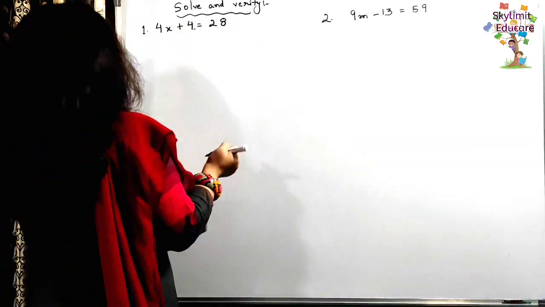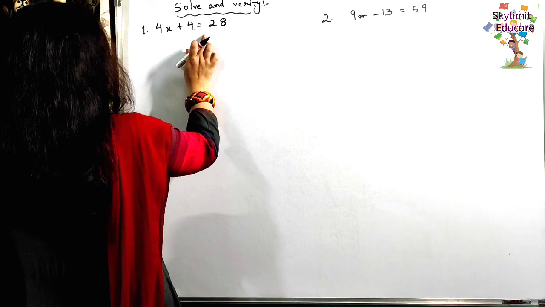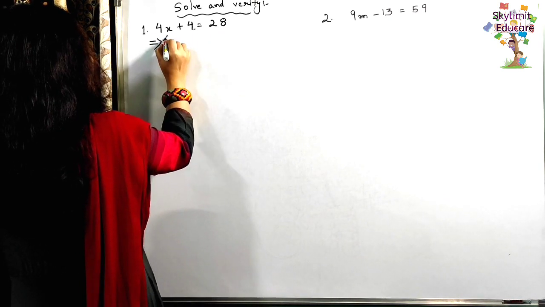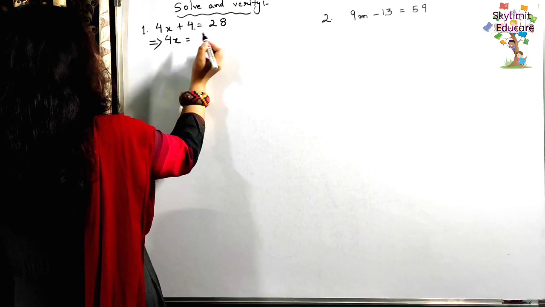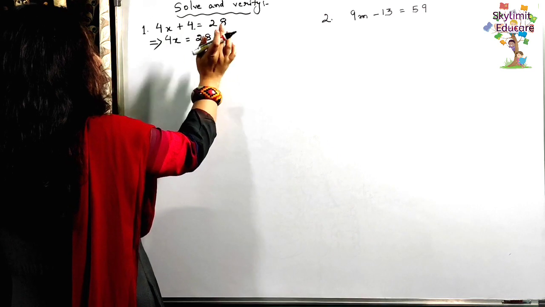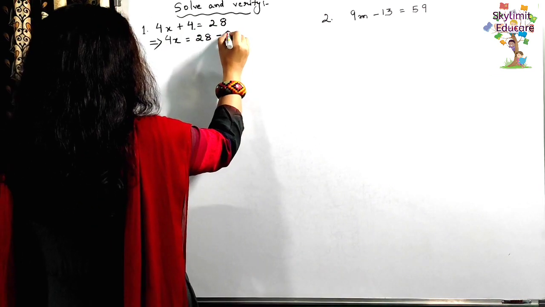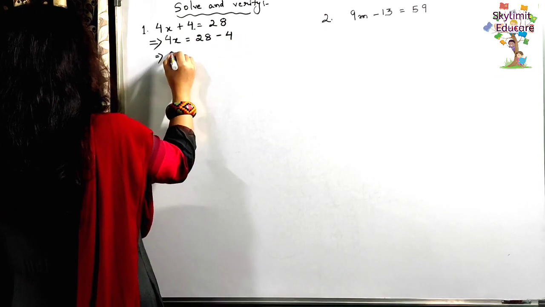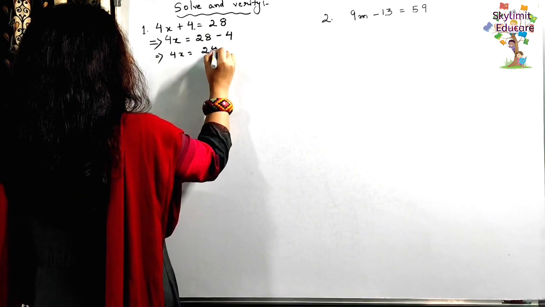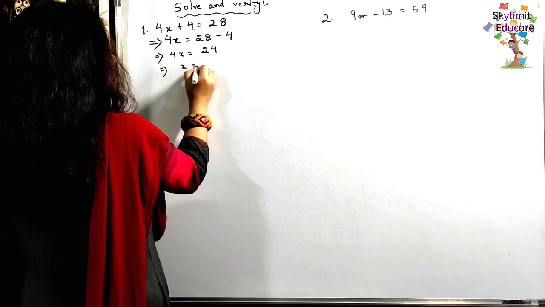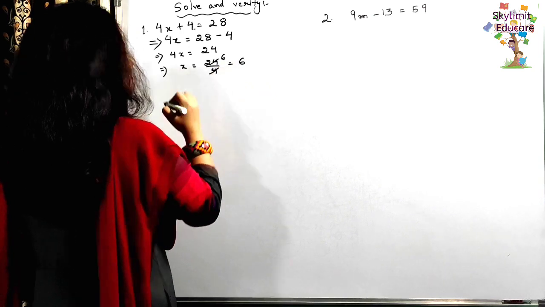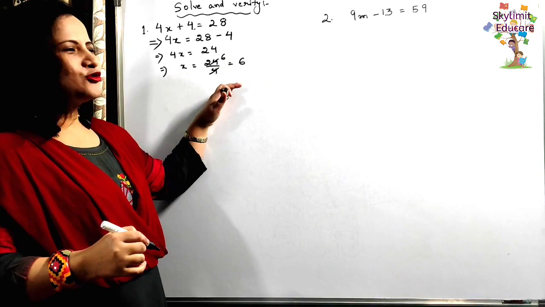The first question is 4x plus 4 is equal to 28. Step by step, we are going to write the implies sign. First I will write 4x. Now what is there on the right hand side? 28 is already there, right? So plus 4, I will shift to the right hand side, becomes minus 4. Now 4x equals 28 minus 4, which is 24. So x will be equal to 24 divided by 4. That gives us 6. So you know how to solve it.